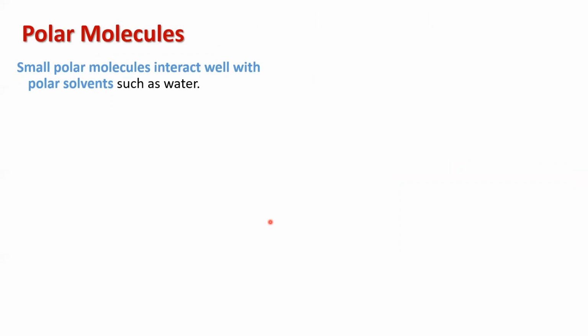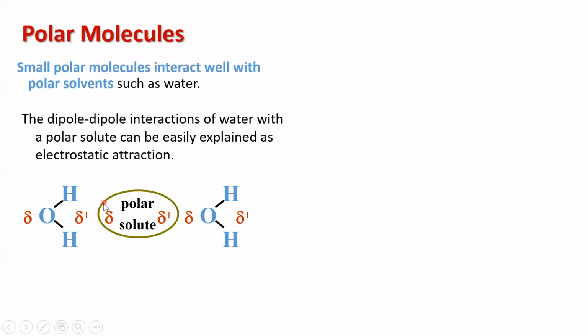Now, how do polar molecules dissolve in polar solvents like water? Here's an example. Let's say we've got some polar solute. It doesn't really matter what it is. We should remember that polar substances have an uneven distribution of electrons due to differences in electronegativities for the atoms in that substance. So in this case, whatever's over here is more electronegative than what's over here. So we've got a partial negative side to our molecule here, and a partial positive side to our molecule here. Well, when we look at water, this is a water molecule, H2O.